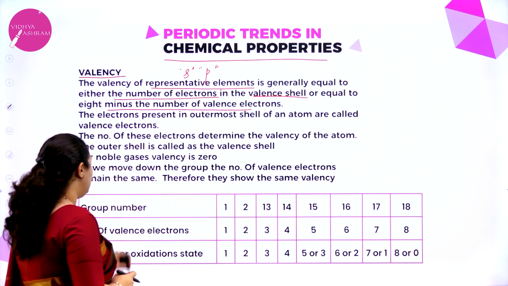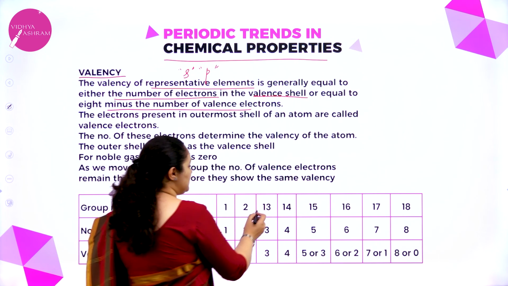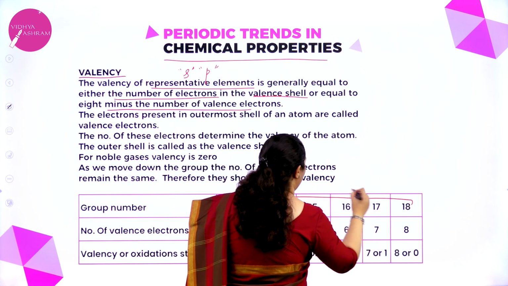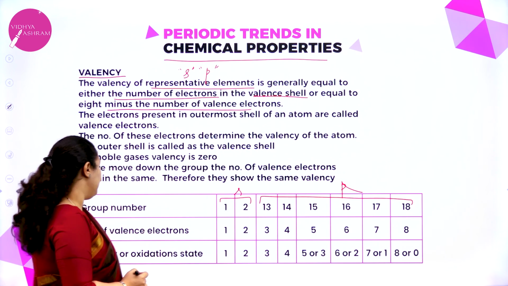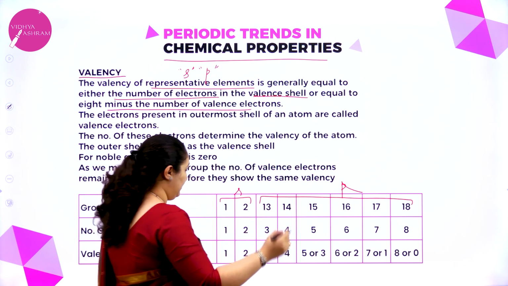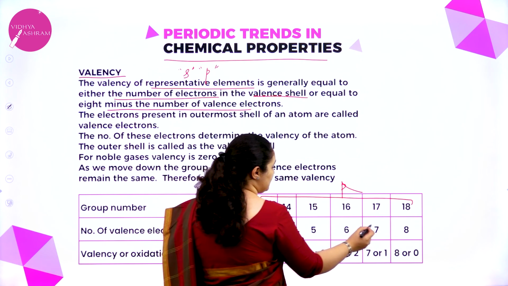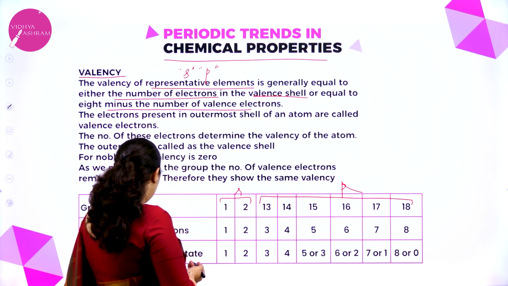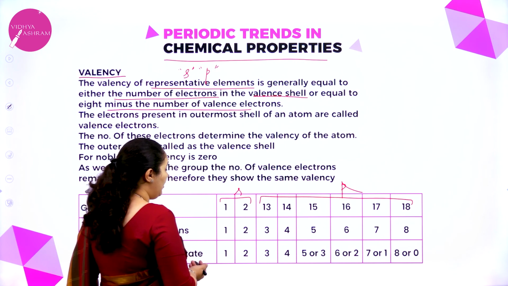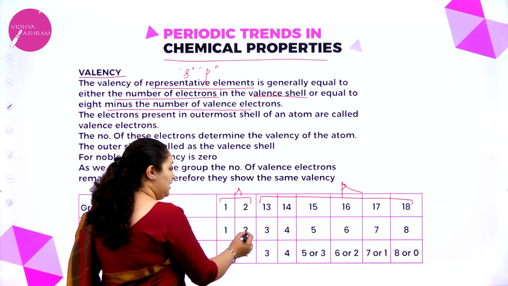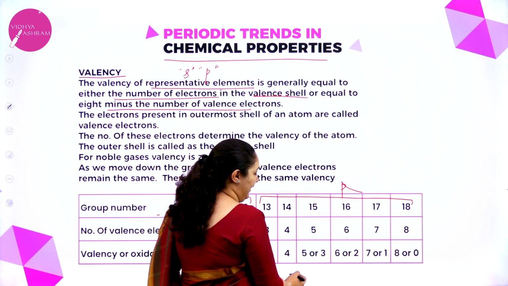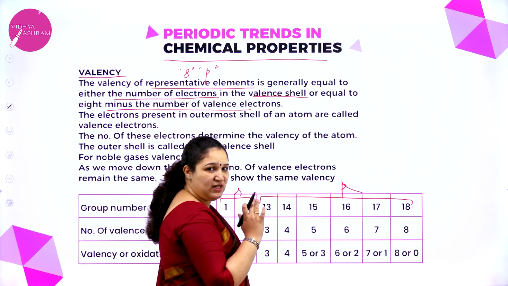Here you can see the group numbers 1, 2, then 13, 14, 15, 16, 17, 18. These are the s block and these are the p block elements. The number of valence electrons goes on increasing along the period: 1, 2, 3, 4, 5, 6, 7, 8. This is the valency, or oxidation state. Nowadays they use the word oxidation state also for valency. Here it is 1, here also it is the same, then 3 and 4. Here why 5? The number of electrons in the valence shell is 5.